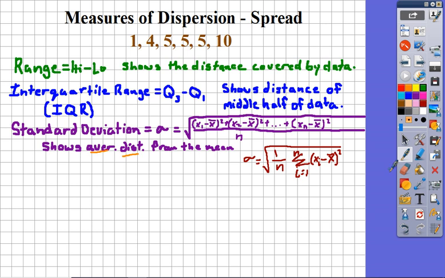So let's do some examples now with our data set we have up here. So we have a high value of 10. We have a low value of 1.